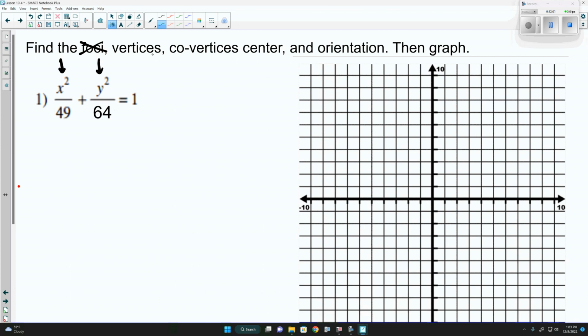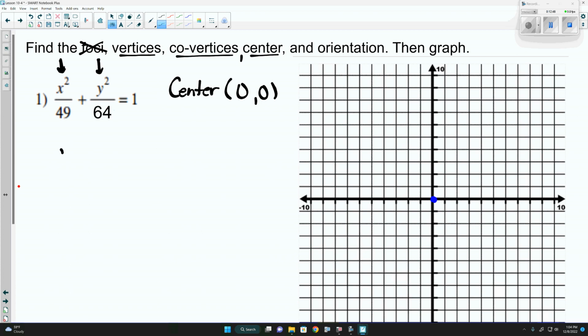What we want to find for this here is the vertices, co-vertices, center, and we'll talk about the orientation. For this, it's easiest to find the center first, then A and B, and then we can use the graph to find the rest. Now the center is our (h, k). H and K are always located with x and y. There's no number with it. Exactly. So 0, 0 is our center. And on the graph, it's right there.